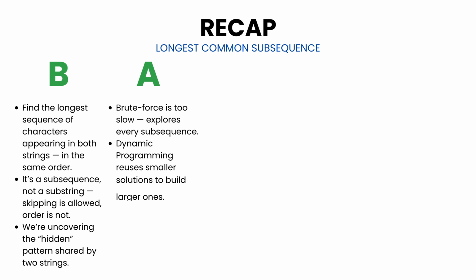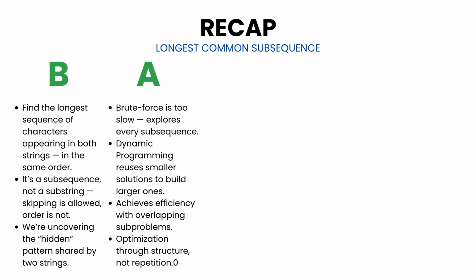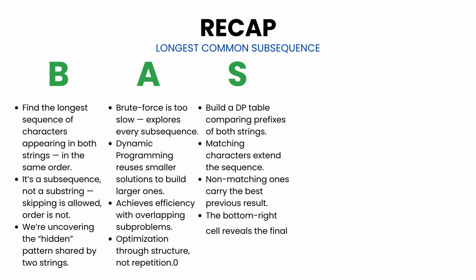Approach recap. We discussed how brute force would explore every possible combination. Far too slow. Instead, we chose a dynamic programming approach that builds up results from smaller subproblems. By reusing what we've already computed, we reduced an exponential problem down to efficient O(m times n) time. Structure recap. Our logical plan was to create a DP grid where each cell represents the LCS length for prefixes of the two strings. If the characters match, we extend the sequence. If not, we carry over the best length found so far. The final answer rests in the last cell, simple and elegant.